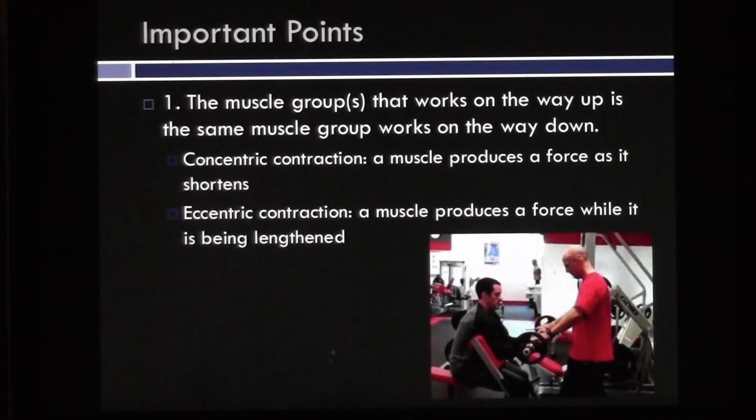Anyway, there are 2 parts to that contraction. There's the concentric, which is where a muscle produces a force as it shortens. So that's the way up on the bicep curl. And we know that that's elbow flexion, that's working the bicep. And then there's also the eccentric part of this contraction, and that's while the muscle's producing a force while it's being lengthened. So that's the slow lowering part of the bicep curl. So the whole time, the way up, the way down, you're working your bicep. It's not your tricep on the way down, it's your bicep. Your bicep is slowly lowering, so it's resisting, wanting to just drop the bar.